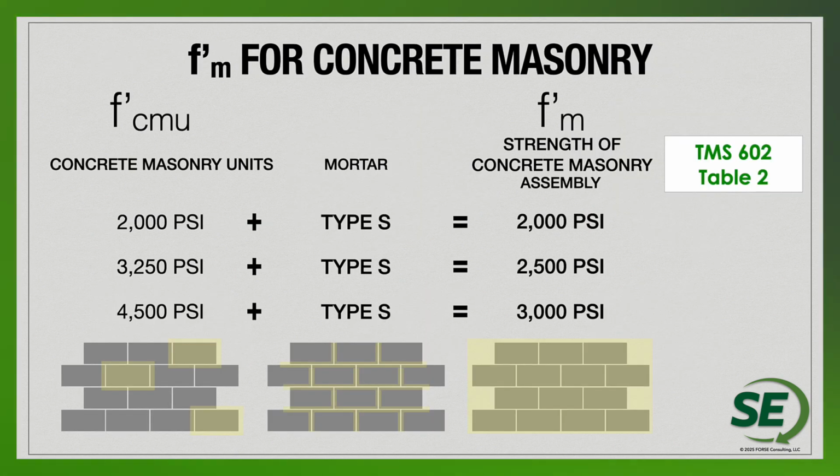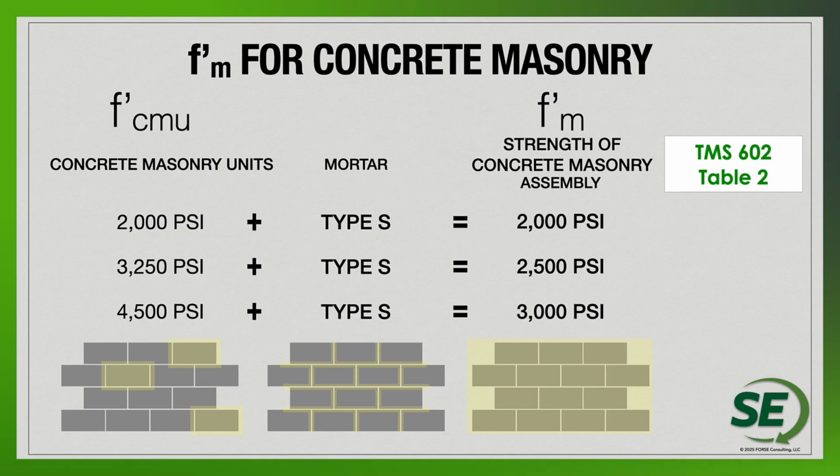And then again, we also look at what the actual strength of materials are. We've covered this in other sessions, but looking at what the different choices are with concrete masonry units, we have from 2,000 all the way up to 4,500 for different concrete masonry units that would be covered within the TMS 602 code. You put it with a type S mortar, and we get an overall strength of masonry type. It could be 2,000, 2,500, or 3,000 for the design.